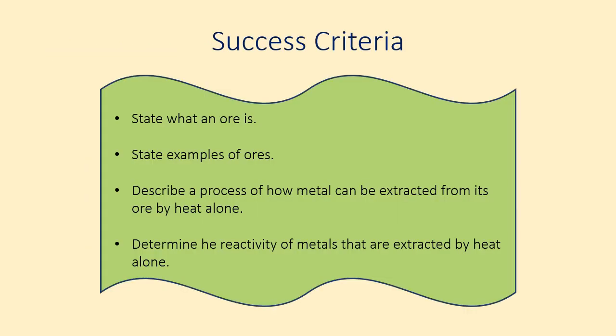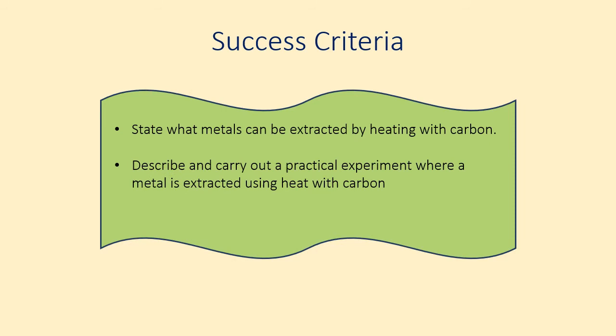So that was looking at what an ore was. It's a rock that contains metal elements or compounds. And we saw how we can take platinum, silver, or gold, extract that from a rock using heat alone. Now we're going to move on to metals which we cannot just use heat, but we have to use carbon and heat.